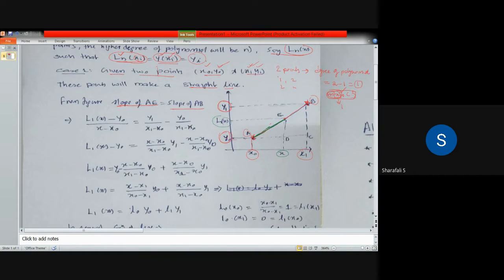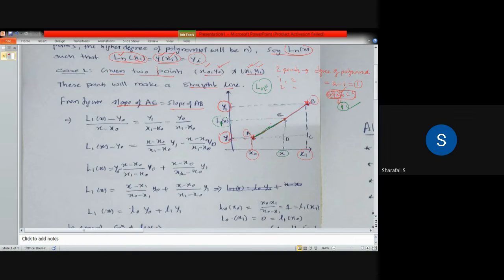Okay, this is L1 of x, not L of x. I'm just taking it as L1 of x because we are considering the highest degree, which is equal to 1. The degree I am representing by using L1 here, because we are considering Lagrange's polynomial as Ln with degree n. So here we are having only the highest degree, that is 1. So L1 of x is the y value which corresponds to this x value in this case.